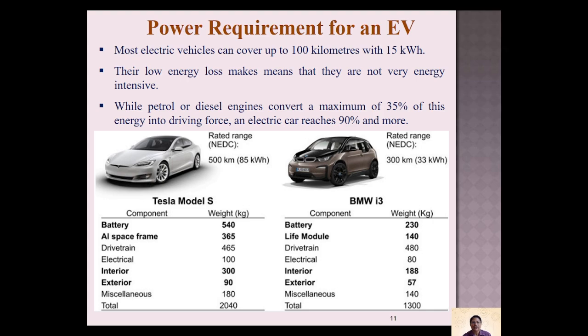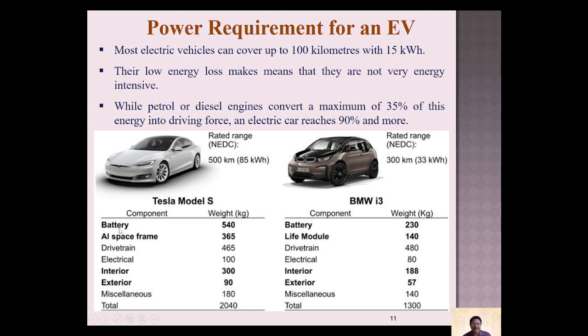While petrol or diesel engines convert a maximum of 35% of this energy into driving force, the electric car reaches 90% and more. Here two models of cars are there. The first one is the Tesla Model S. It is fitted with an 85 kilowatt hour battery which can run up to 500 kilometers. The other one is the BMW i3 variant. It can run 300 kilometers with a battery pack of 33 kilowatt hours.